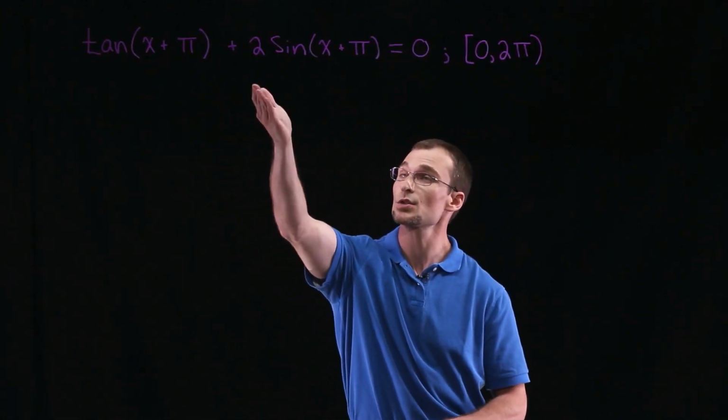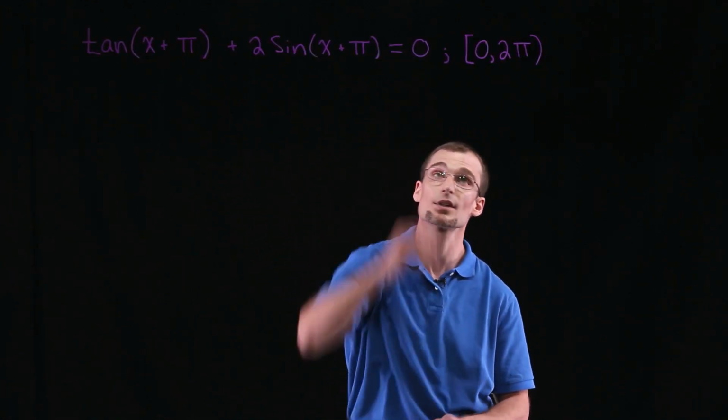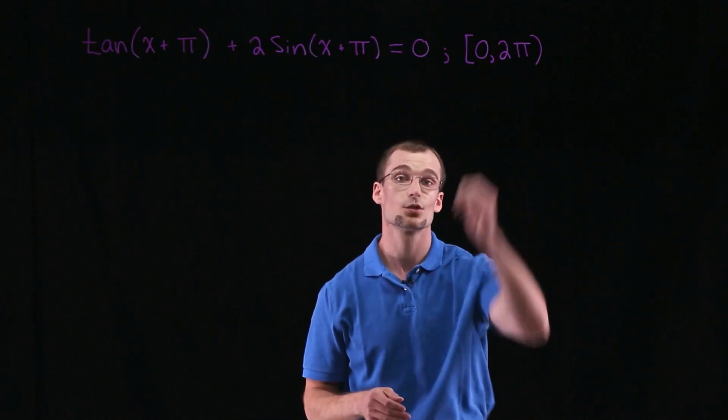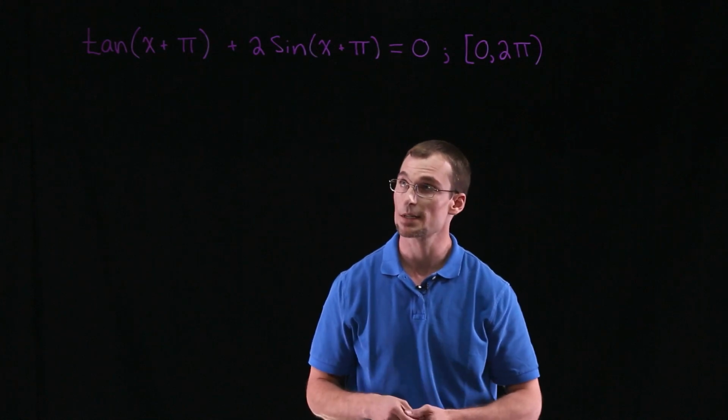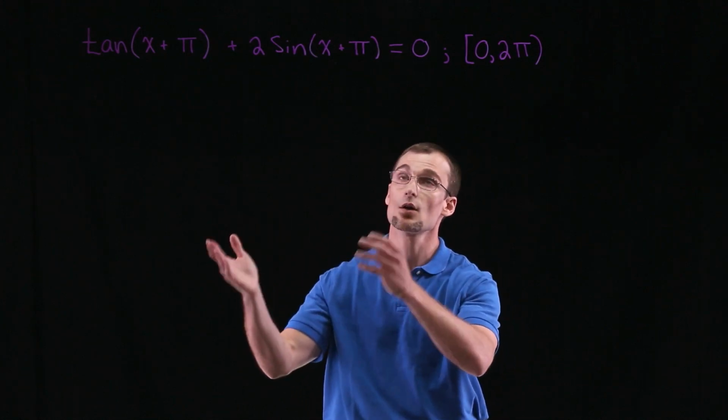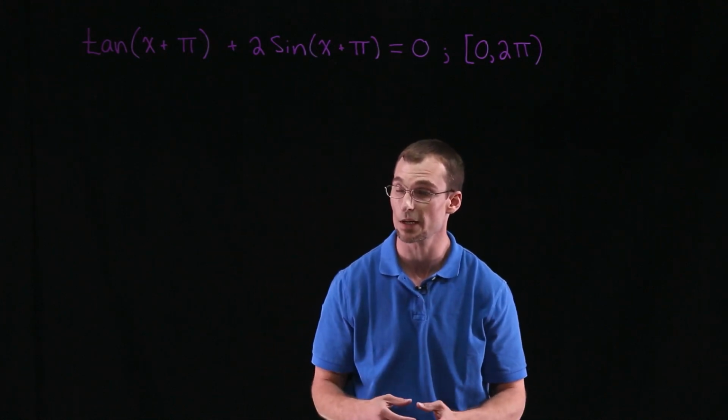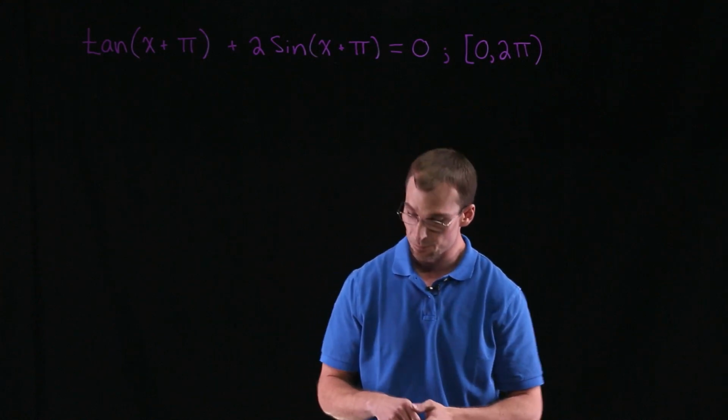In this problem, we're going to be finding all solutions of the equation tangent of x plus pi plus 2 times the sine of x plus pi equal to 0 on the interval from 0 to 2 pi. Now when solving trigonometric equations, the way we go about it is getting all of our trig functions to one side and all constants to the other and trying to simplify from there.